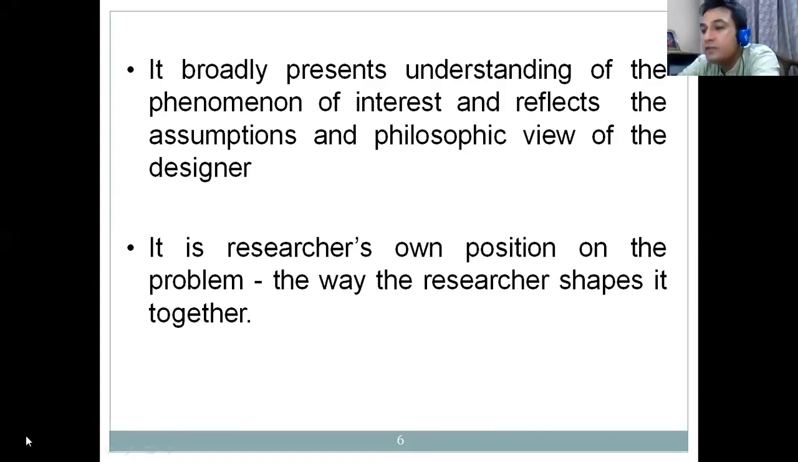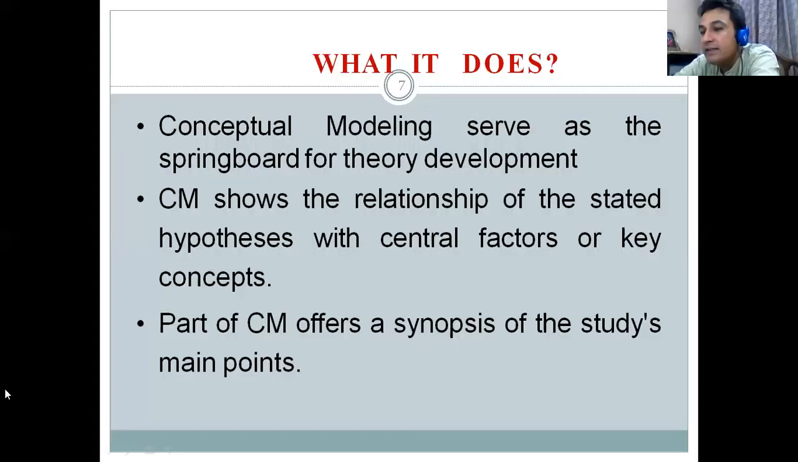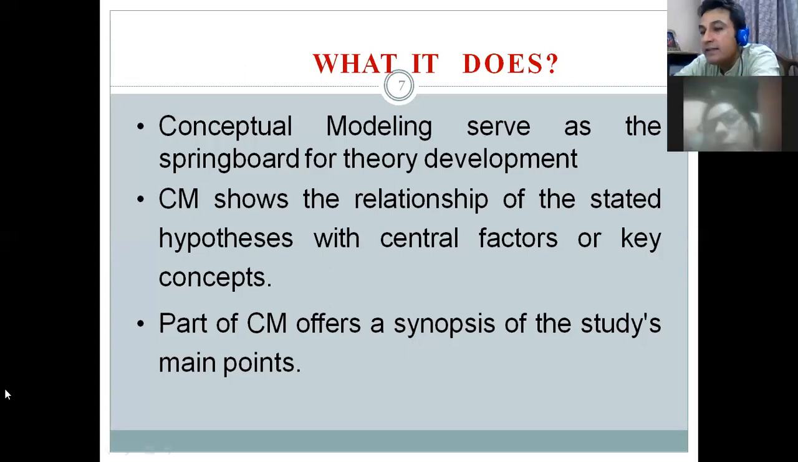So what is happening? This philosophical view is basically the theme of appreciation which you're going to find, and these assumptions are actually the hypotheses which you have derived from your own perception and previous research. So the researcher is now going to position his problem and it's going to shape this problem. I can say in a nutshell that it is basically a synopsis of the study's main point. When I say a conceptual model, if I see the model, I can say what in totality the paper is going to say. So that is a synopsis of the study.